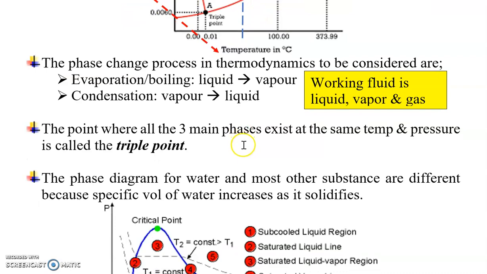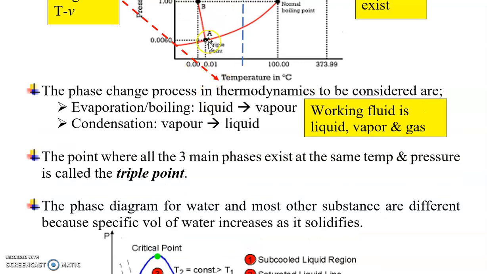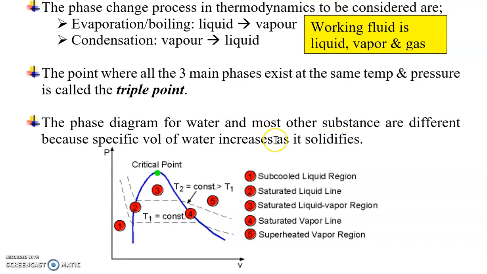The point where all three main phases exist at the same temperature and pressure is called the triple point. Here on this you can see the triple point. This is where solid, liquid and vapor exist at that particular state. The phase diagram for water and most other substances are different because the specific volume of water increases as it solidifies. Unlike other substances, where the specific volume decreases. Why? Because the attractive forces in solids are stronger than in liquid. But water is a special case.